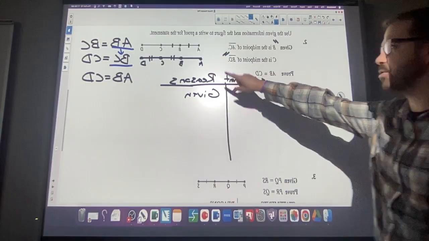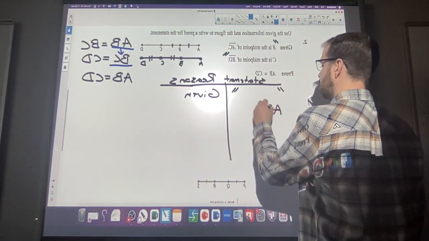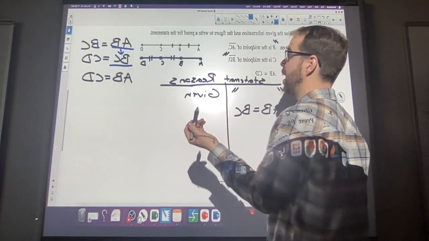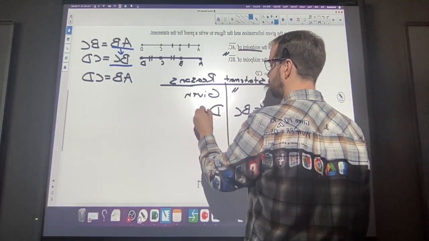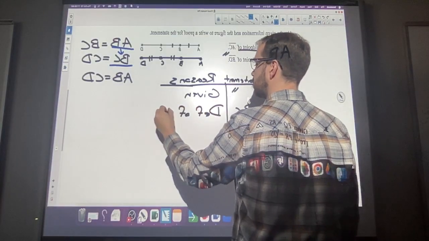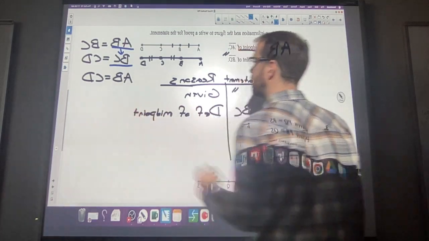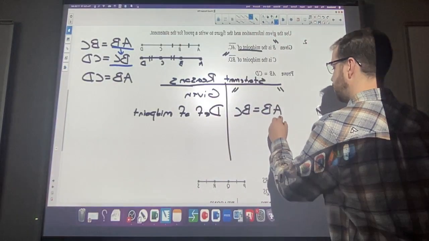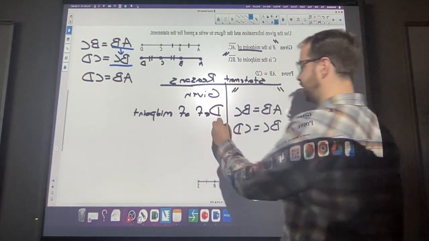All right, first thing I'm going to do is say that these are equal. So AB equals BC, and why are those equal? Well, it's the definition of a midpoint. And then I'm going to state my second fact, this one right here, BC equals CD, and it's also going to be definition of midpoint.